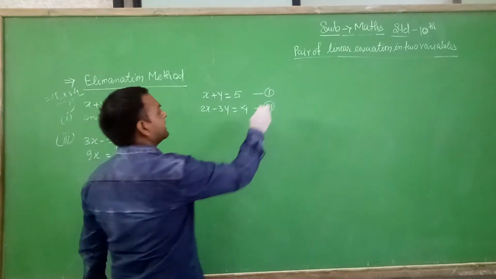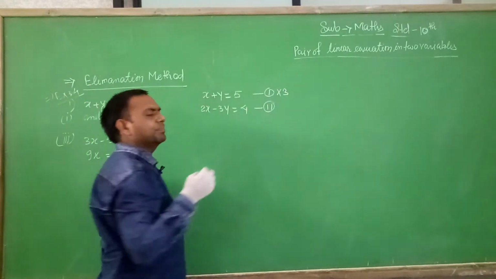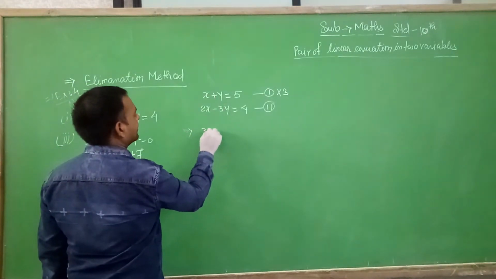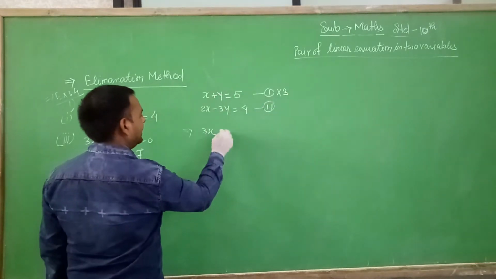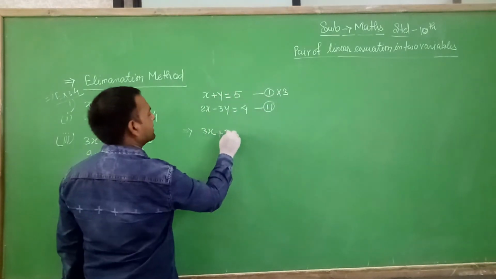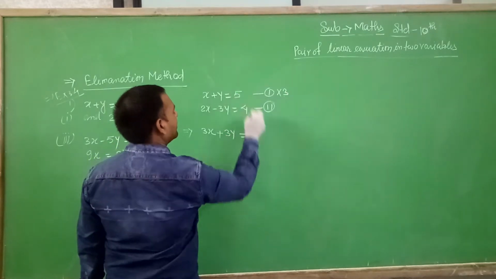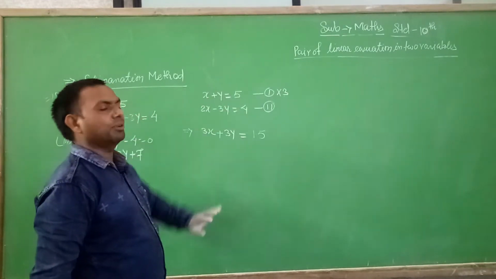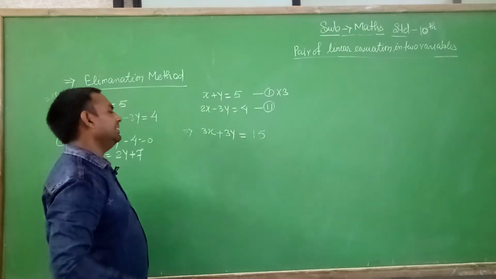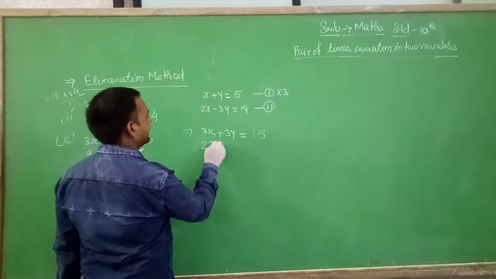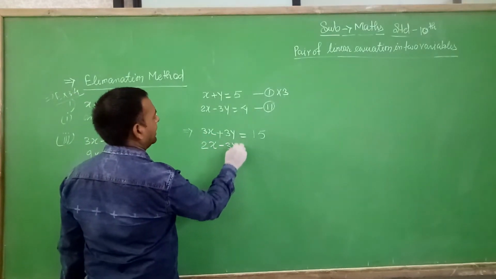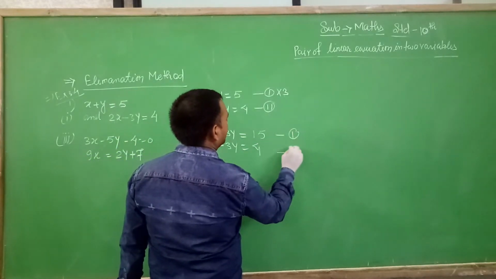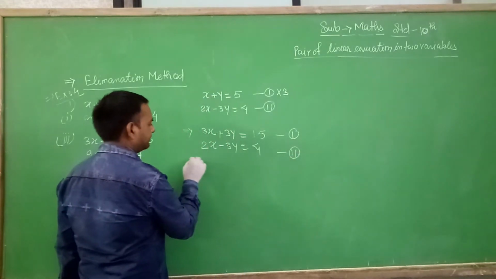So you multiply the first equation by 3. If I multiply the first equation by 3, then you see this is 3x. You multiply this 3 into x, so 3x. Then 3 into y is 3y, it is equal to 3 fives are 15. It means you multiply all the variables and the constant in that equation. In the second equation, I write it as it is, 2x minus 3y is equal to 4. This is the first and this is the second after the multiplication.